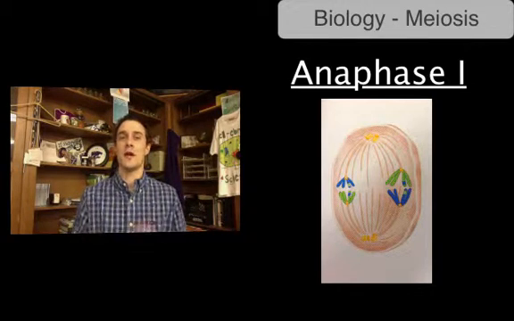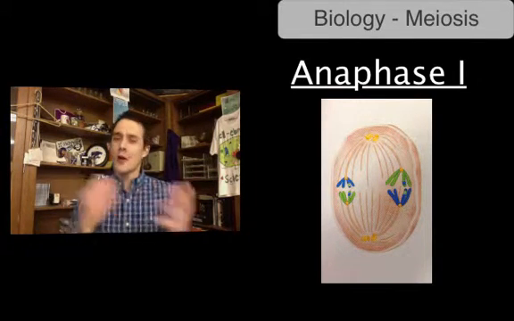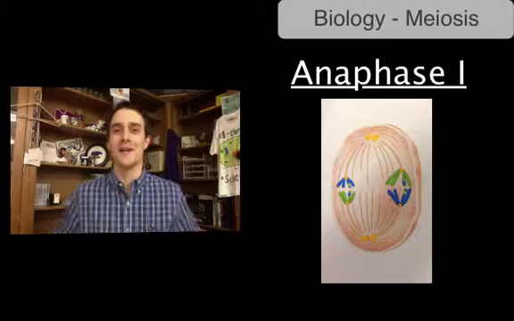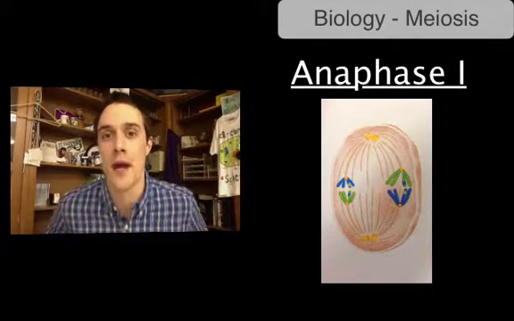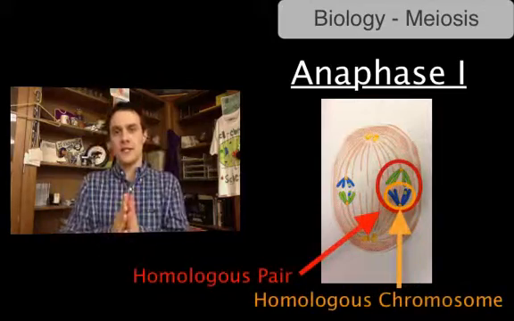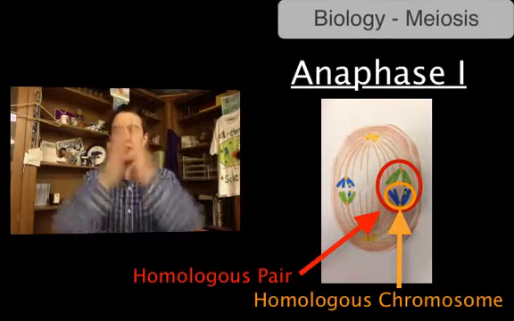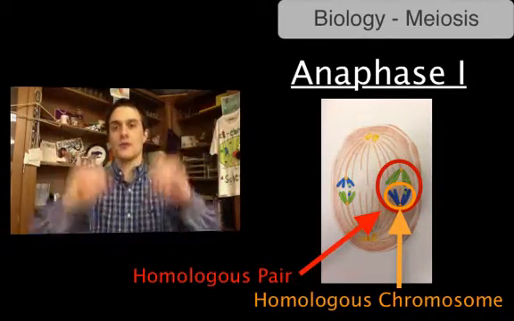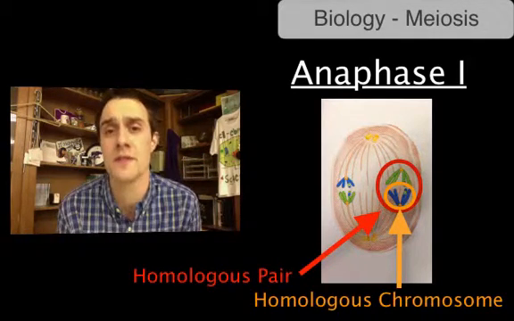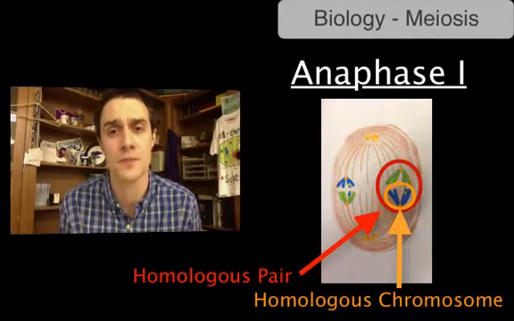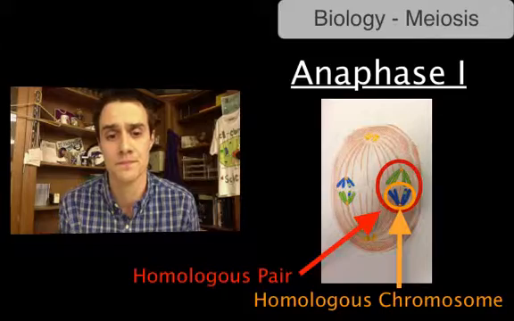Okay? So kind of sharing a little bit of vocabulary here, the word chromosomes getting thrown around a lot. But in review, we've got homologous pairs lined up at the equator, and those pairs are split. So homologous chromosomes are now moving over to the opposite sides of the cell, to opposite poles of the cell.